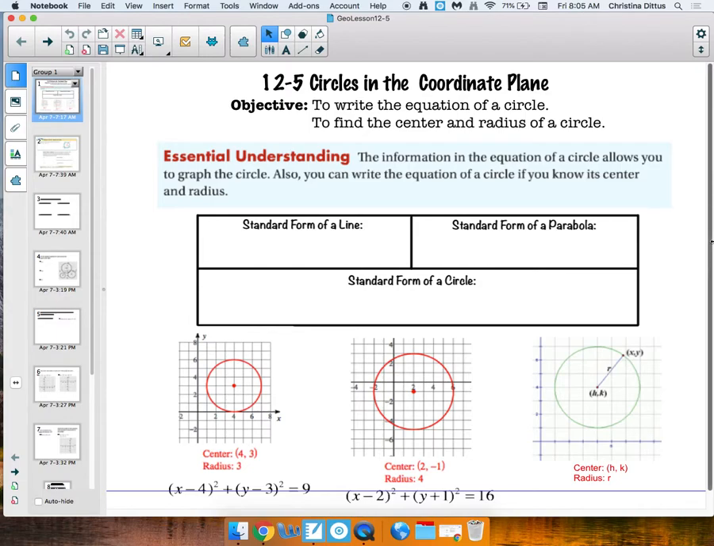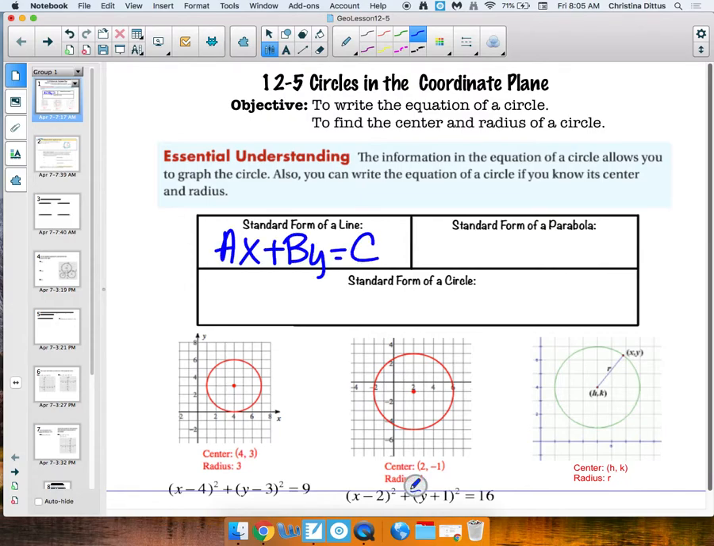From Algebra 1, standard form of a line, ax plus by equals c. Does that look familiar?